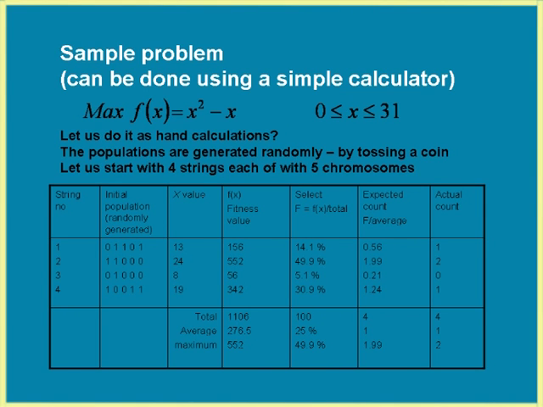The population is generated randomly. I can generate the population by tossing a coin. If it is tail, it is 0; if it is head, it is 1. How many times do I have to toss to get one parent, right? That depends upon the minimum and maximum value of my chromosome. Suppose I consider all the chromosomes as 1, 1, 1, 1, 1, 1.